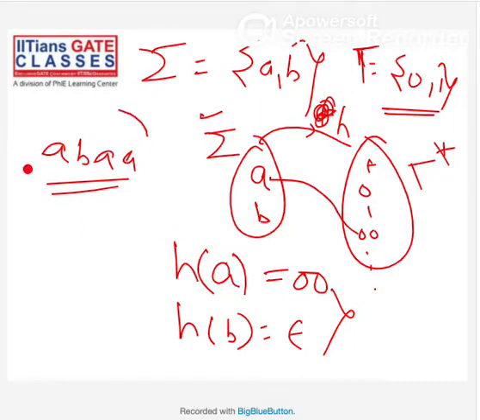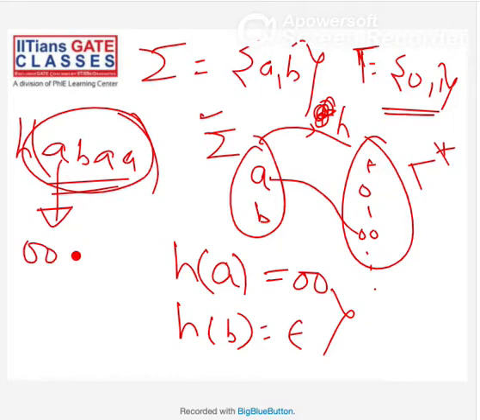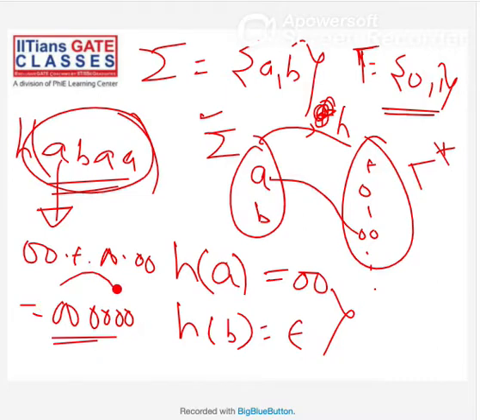So now what will be the homomorphism of this aba? You can very easily find out: a is nothing but 00, b is nothing but epsilon, and a is again 00. So finally what you will get is 0000. This is what you will get. So this is the homomorphism operation.